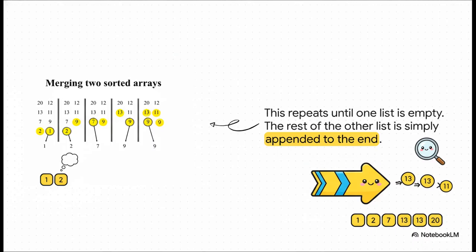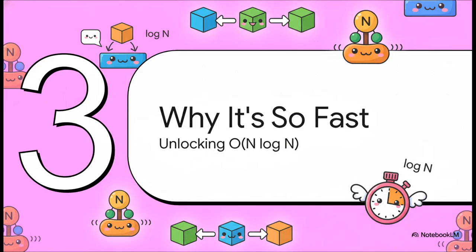At that point, what do we do? Well, we know for a fact that every number left in the other list is bigger than everything we've already moved. So we can just grab that entire leftover chunk and tack it onto the end of our result. So clean, so efficient. So we've just seen how it all works.